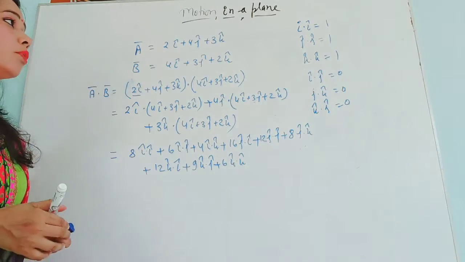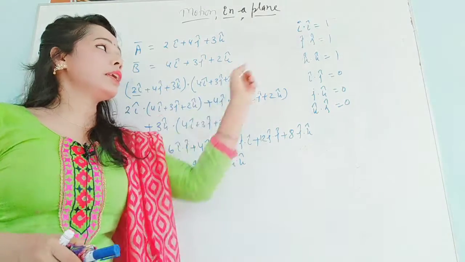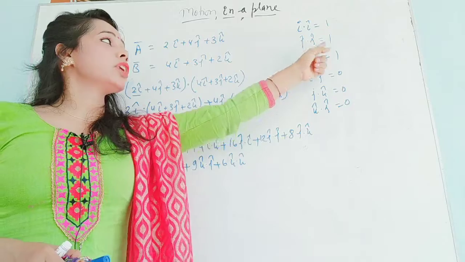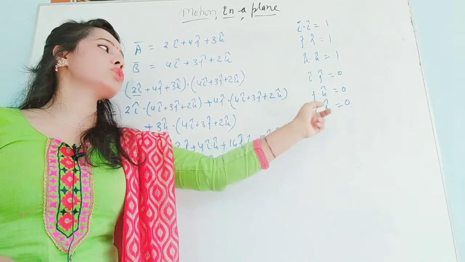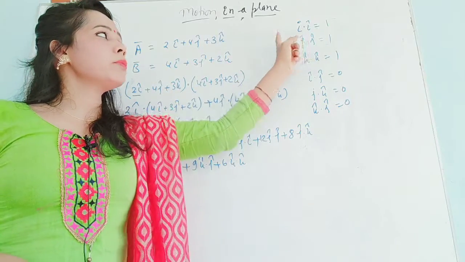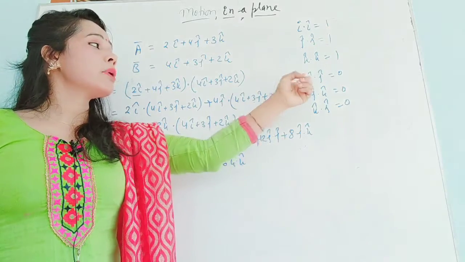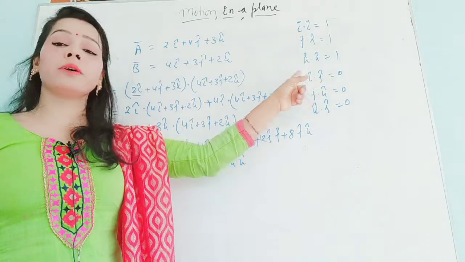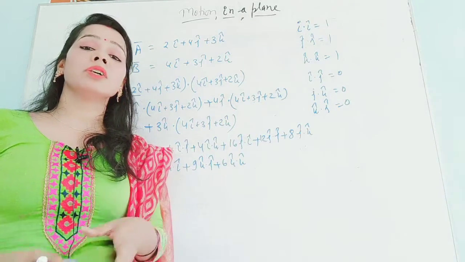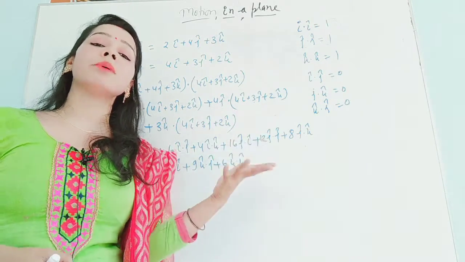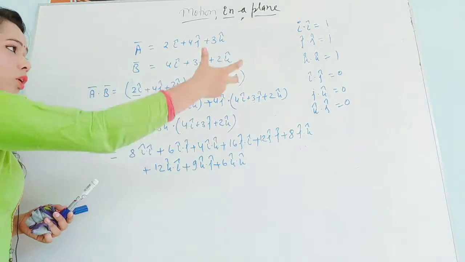Now look at the formula I wrote here: I dot I equals 1, j dot j equals 1, k dot k equals 1, I dot j equals 0, I dot k equals 0, k dot j equals 0. It means if you are multiplying the same unit vector, you get the unit value. But if you are multiplying different unit vectors, the answer comes 0. So you will substitute all these values in this.